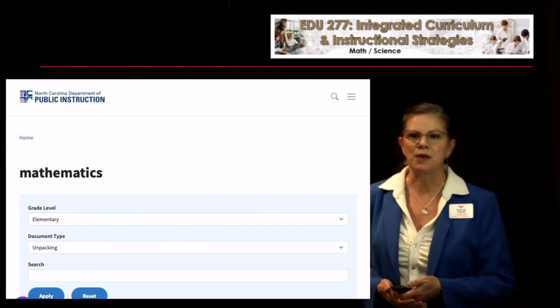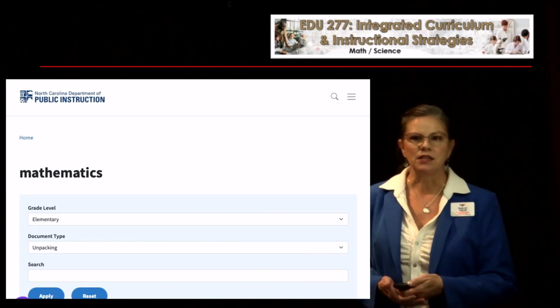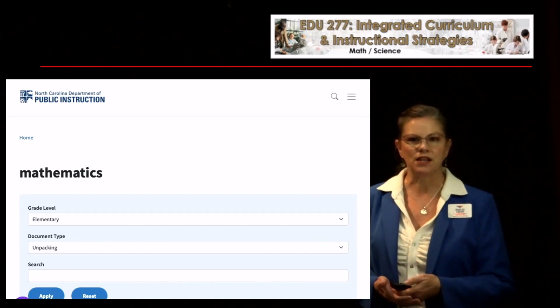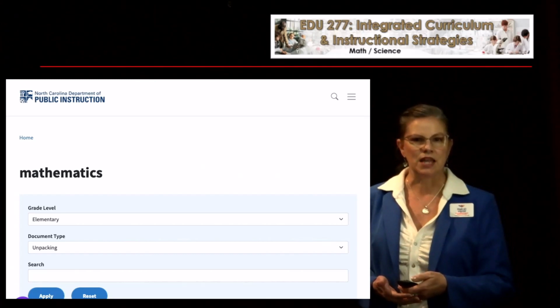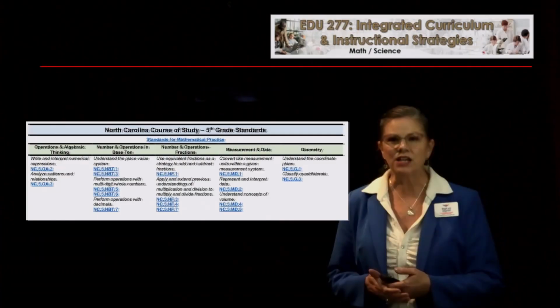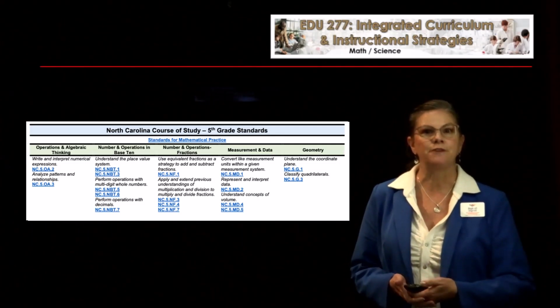We are going to look at mathematics. I have selected elementary and a resource called Unpacking. The Unpacking documents do just that. They unpack the standard. What does it mean? And what should the students be able to do after learning it? Here is an example of the math standards for grade 5.